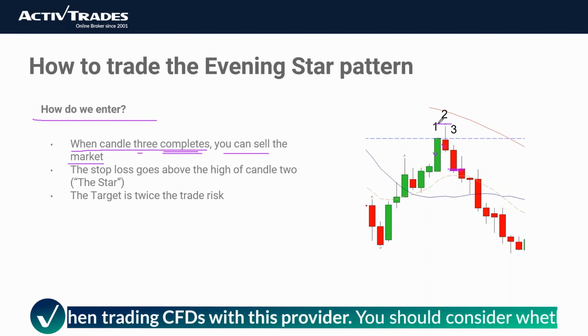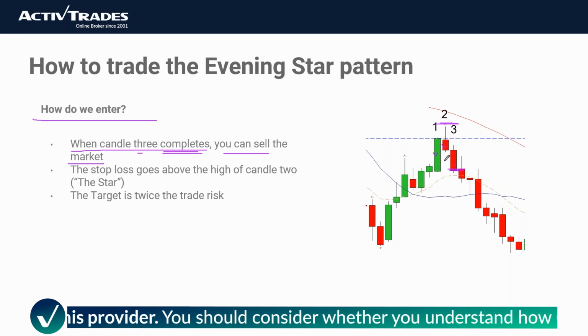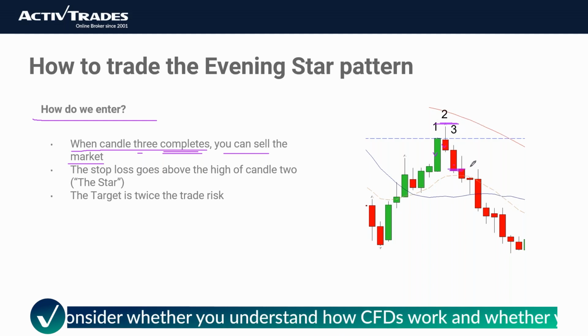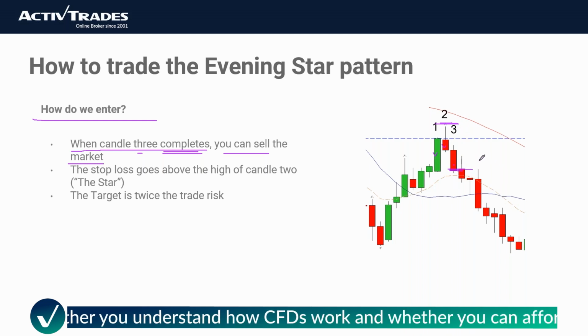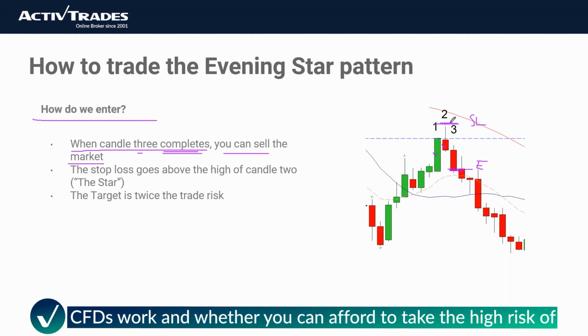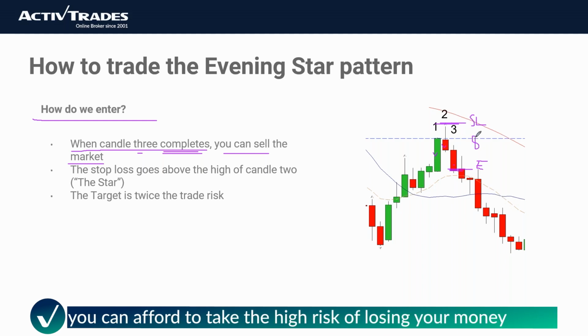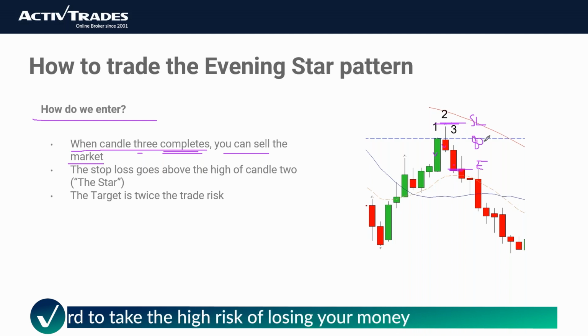Our stop loss goes above the high of candle 2, above the high of the 3 candles really. And then what we're looking for, as always, is we identify what our trade risk is, which is the difference between our entry and our stop loss. Okay, and let's say that range here was 80 pips, for example. Let's just say it was there.